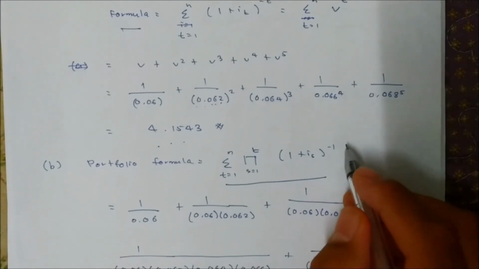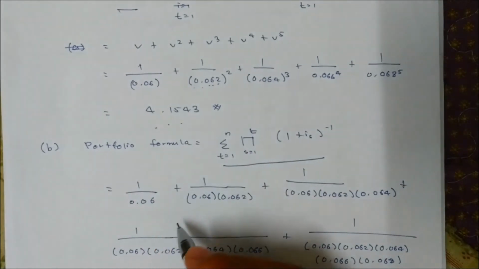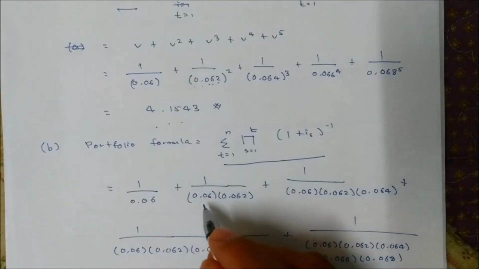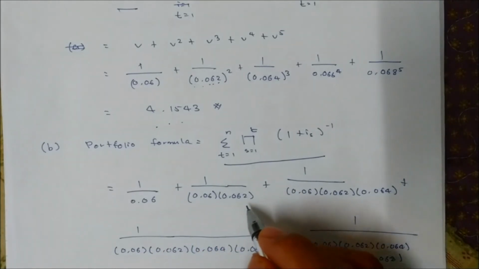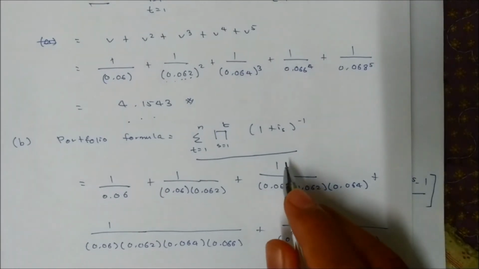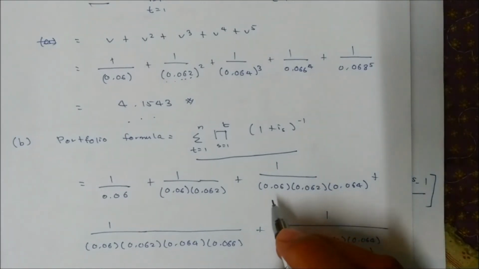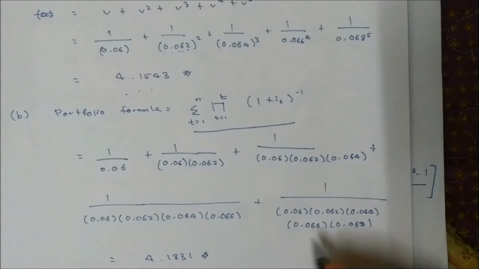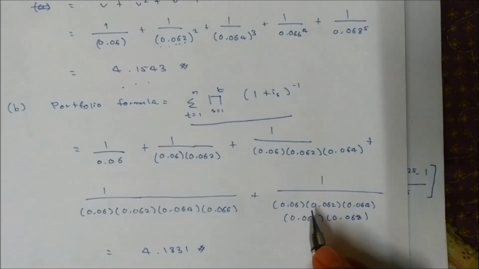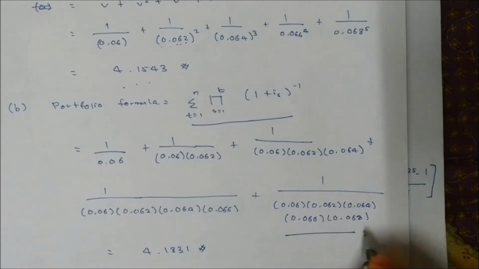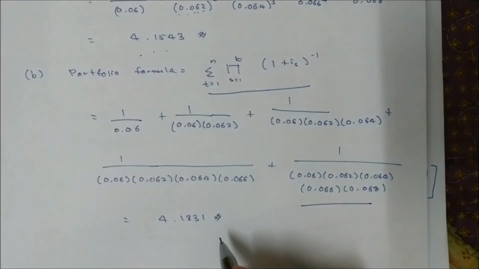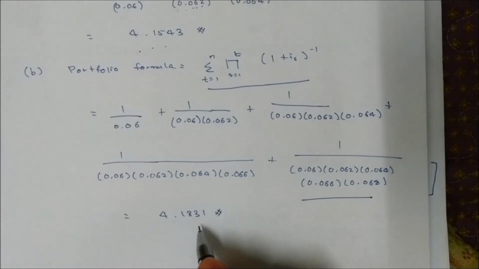Next, for the portfolio formula, like I underlined here, it's actually the summation of the product of (1 + i_s) to the power of negative 1. To make it easier for you, this is going to be the expression: 1 over 1.06 plus 1 over 1.06 times 1.062, and then the pattern proceeds like this: 1.06 times 1.062 times 1.064, until the last term. So calculate the total of these 5 terms here, and we will obtain 4.1831.